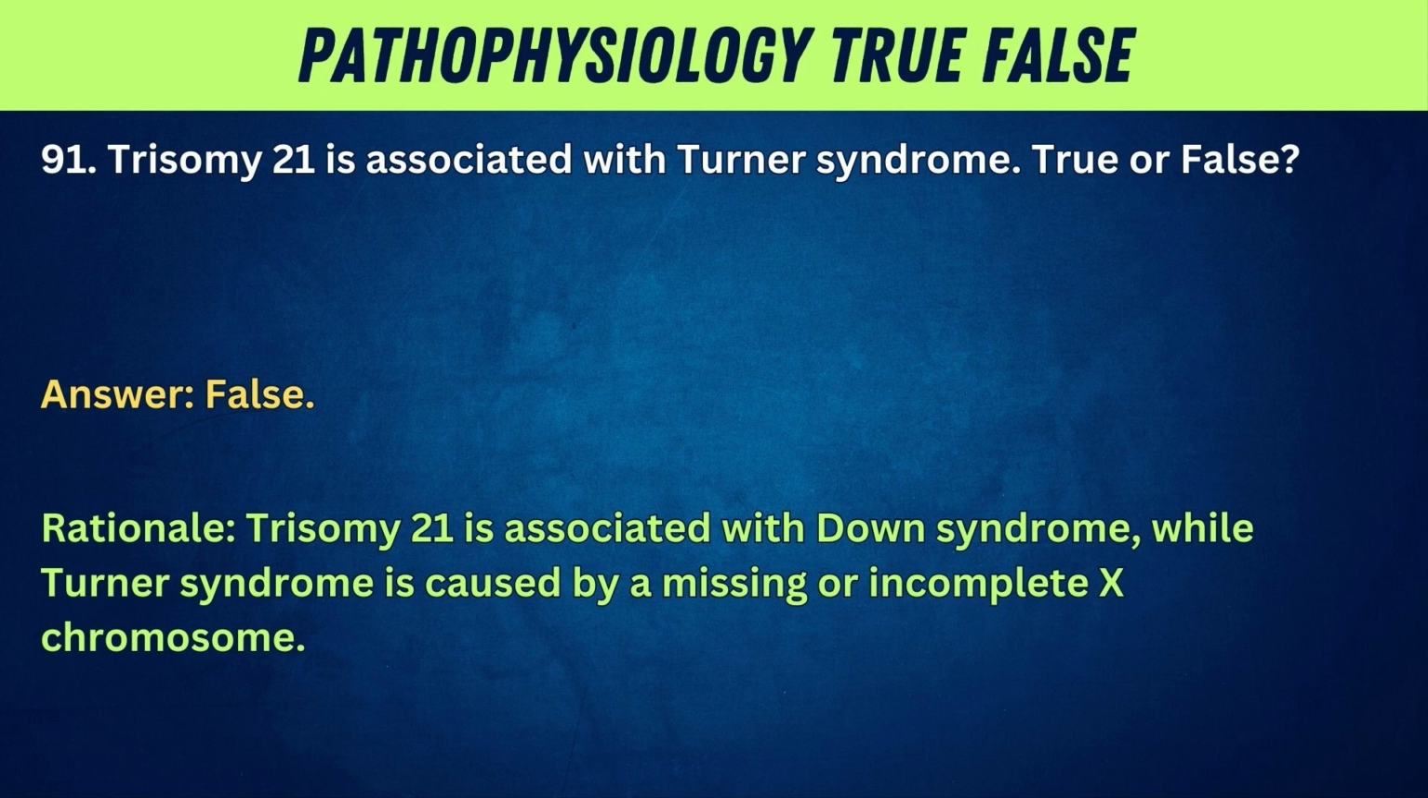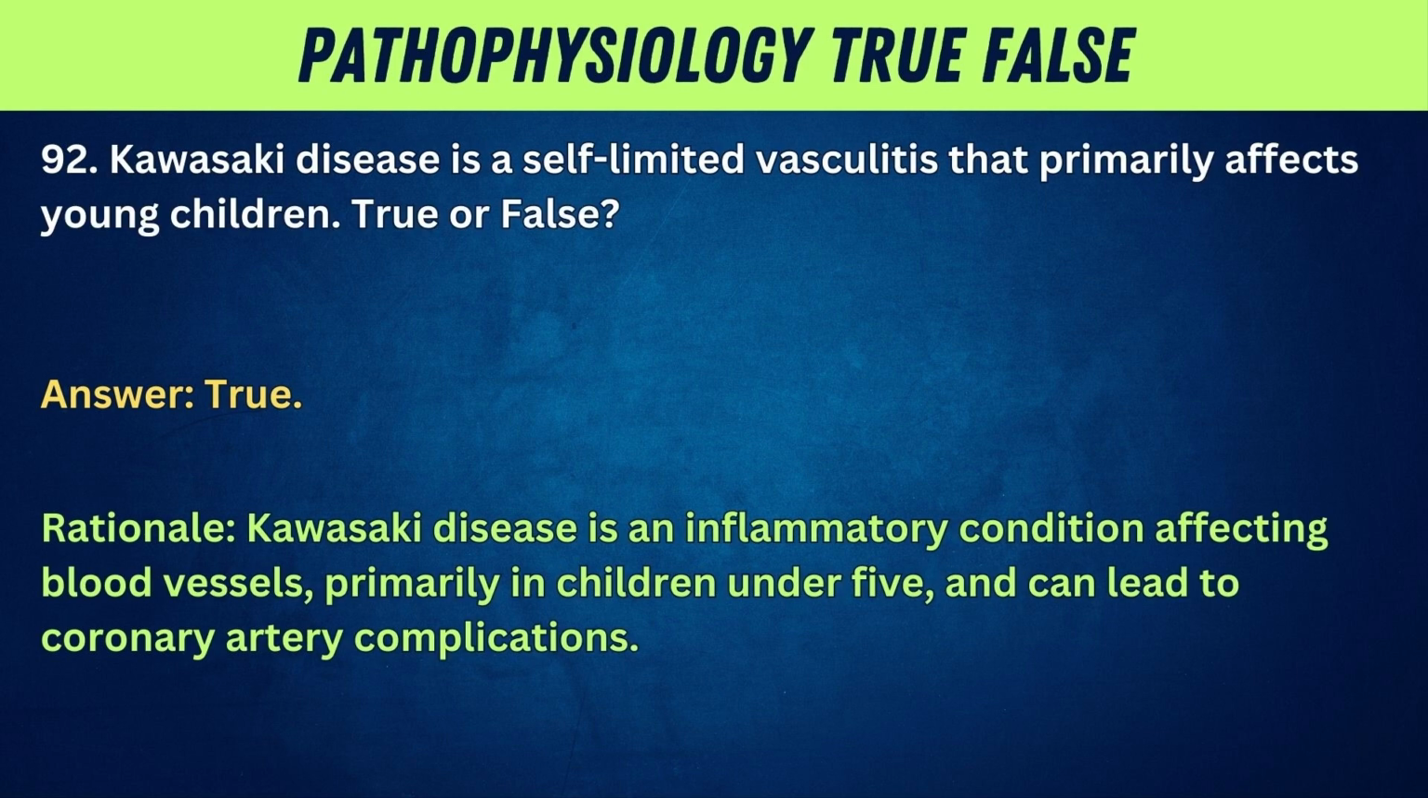91. Trisomy 21 is associated with Turner syndrome. True or false? Answer: false. Rationale: trisomy 21 is associated with Down syndrome, while Turner syndrome is caused by a missing or incomplete X chromosome.